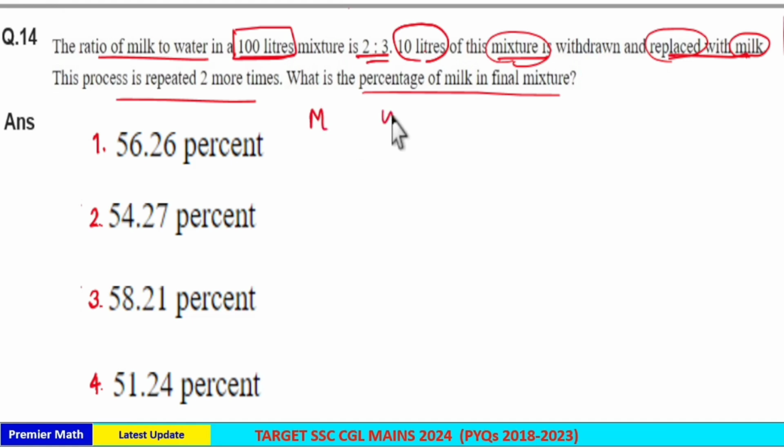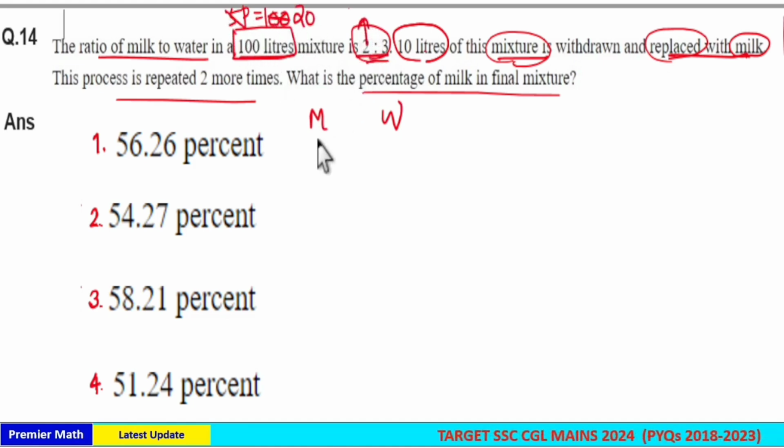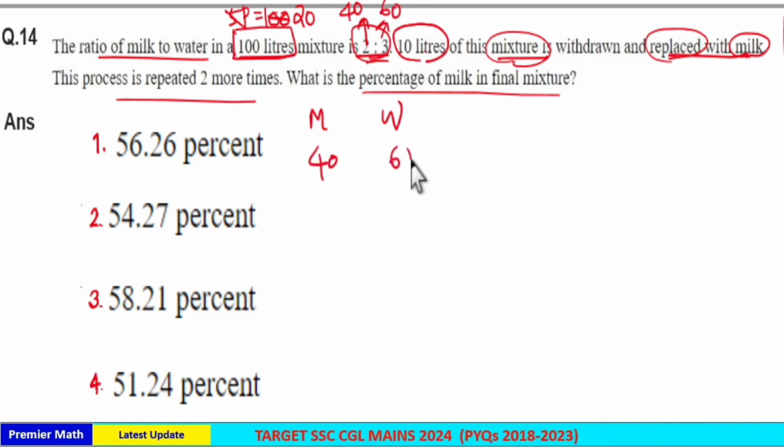So here the milk to water ratio is 2:3. So 2 plus 3, total 5 parts, is equal to 100 liters. Then 1 part is equal to 20 liters. So 2 parts is the milk quantity, which is 2 into 20, 40 liters, and 3 parts is the water quantity, which is 3 into 20, 60 liters. So 40:60 is the milk water ratio here.